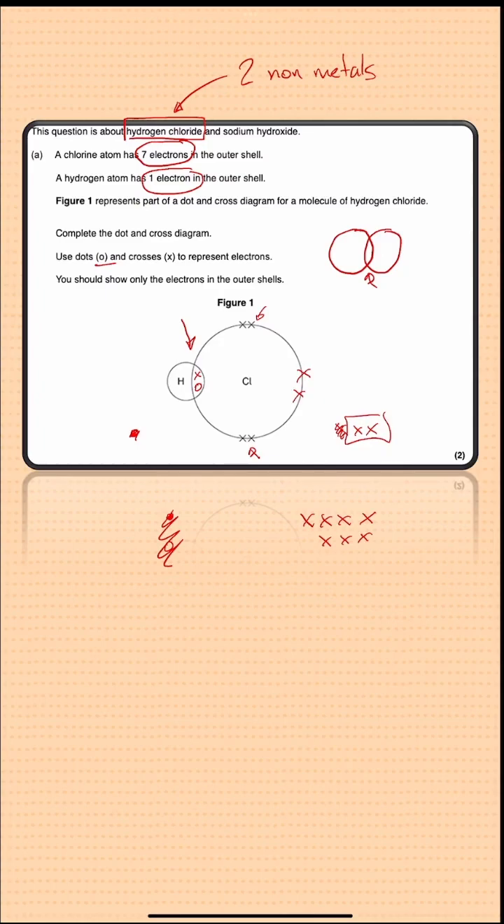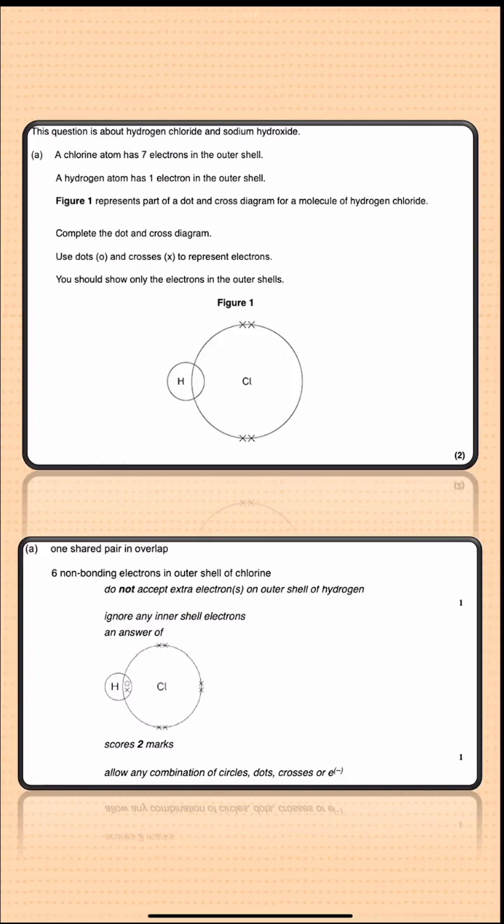So let's just double check this on the mark scheme. 1 shared pair in the overlap. Yes, we got this section here. 6 non-bonding electrons. Yep, we did that one. Those 2 were already there. And then we added this one, didn't we? So all of that gives us the correct answer. Let's move on to the next one.